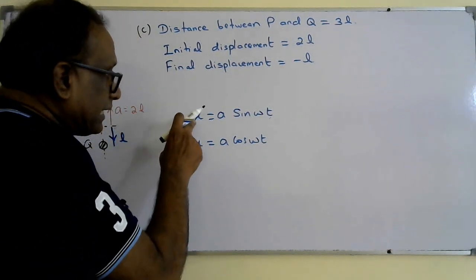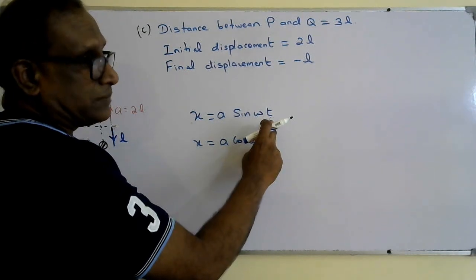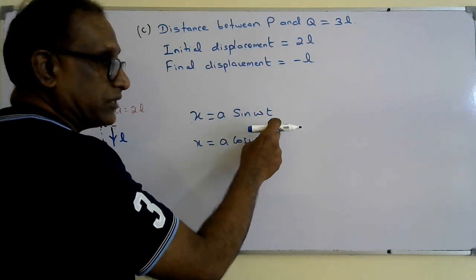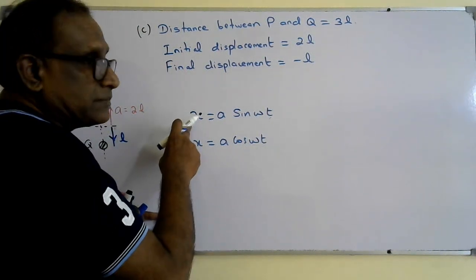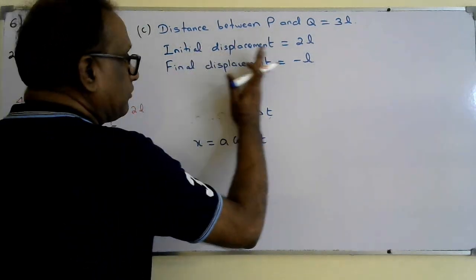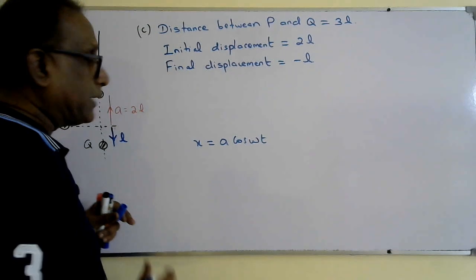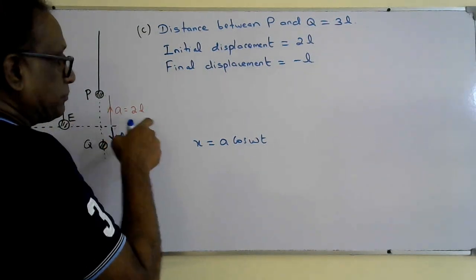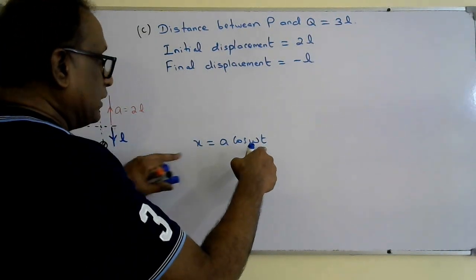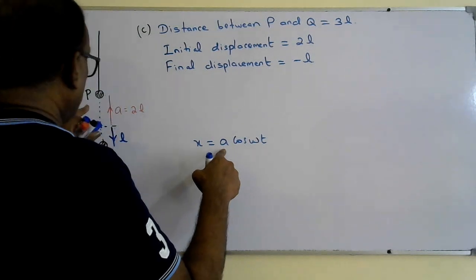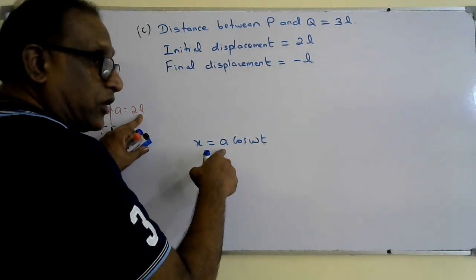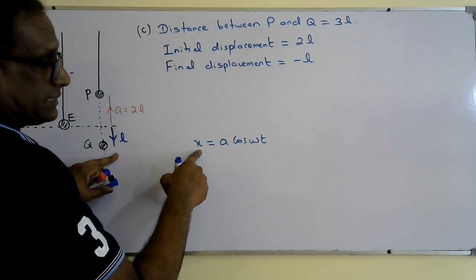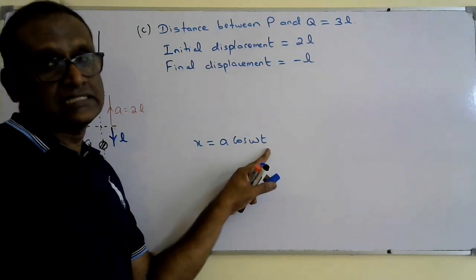Then, when it has a particular displacement, how long will it take to go to that displacement? For that we use this equation. Initially, the particle is at the equilibrium position when t equals 0. But that we are not going to use, because the particle is not at the equilibrium position. The particle is at the extreme position, at the amplitude. So when you put t equals 0, you will get x equals A. A is the amplitude, which is 2L. Then we are going to find how long it will take to have a displacement of minus L. If I find the time, that is the final answer.